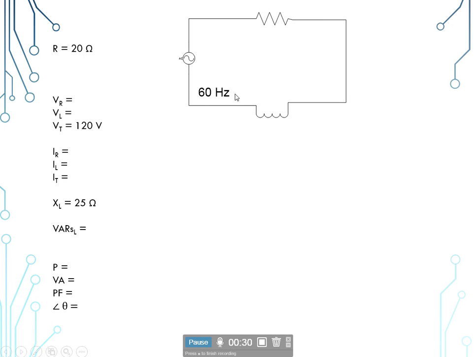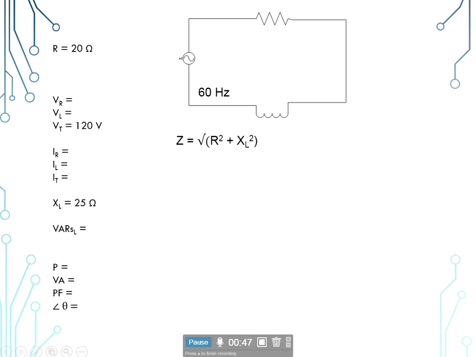You see we have a 60 hertz frequency. Our resistance at the resistor is 20 ohms. We have a total of 120 volts for our circuit. We have 25 ohms of inductive reactance at the inductor.